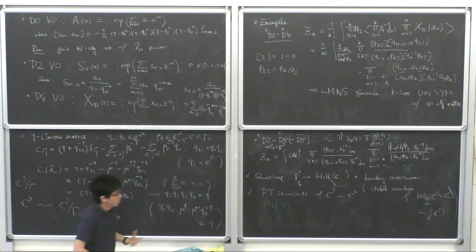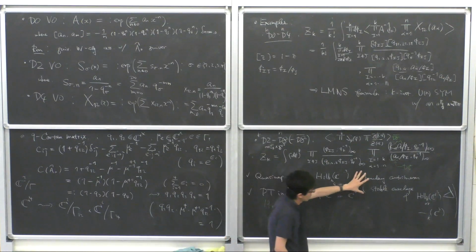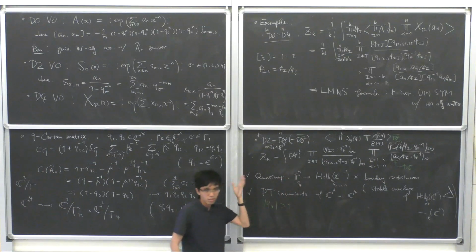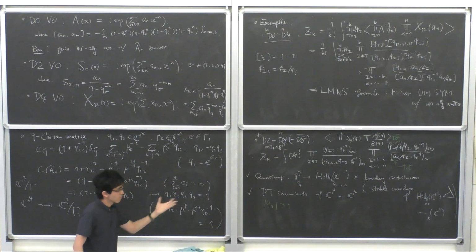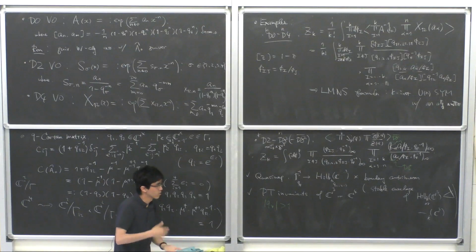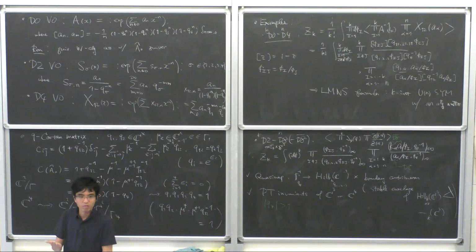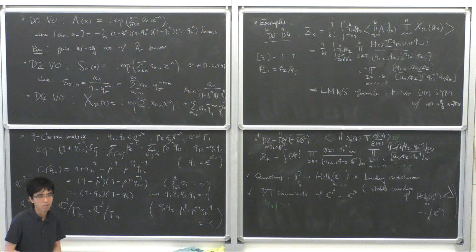And then in this case, we have a boundary contribution. And this is actually the same argument as how to understand the stable envelope in this gauge theory language.